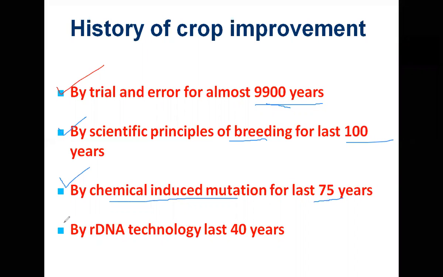And by using rDNA technology, recombinant DNA technology, we have been working for almost 40 years. We started using recombinant DNA technology somewhere around the 80s. So it is almost 40 years now that we are using this technology for transforming plants with the desirable genes. Right? So this is broadly the history of crop improvement.